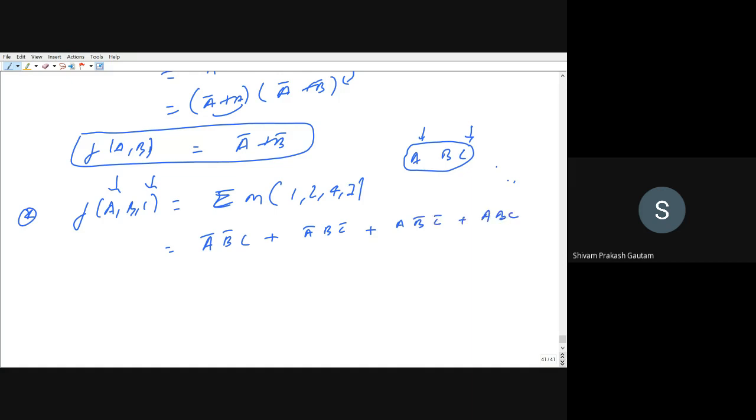How do I come to know this? You can see 1 in binary can be represented by 0, 0, 1. 2 is represented by 0, 1, 0. 4 is represented by 1, 0, 0. 7 is represented by 1, 1, 1. So this is A, B, and C. A right now is 0, so you can write A bar, B bar, C. This is A bar, B, C bar, then A, B bar, C bar. This will be A, B, C. Is it okay?